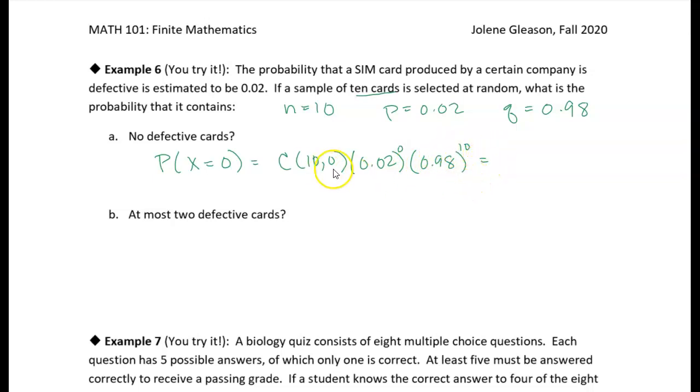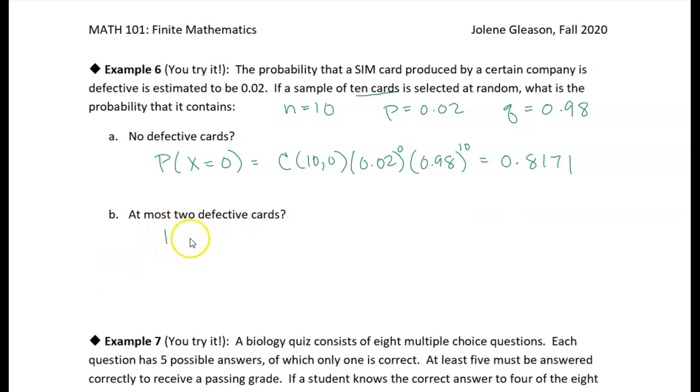Okay. Now anything choose 0 is 1, and anything to the 0 power is also 1. So all we really need to do is take 0.98 to the 10th power, and I get 0.8171. So there's about an 81.7% chance of getting no defective cards in a sample of 10.